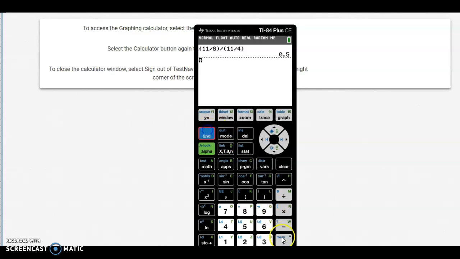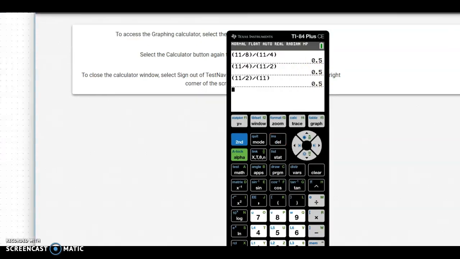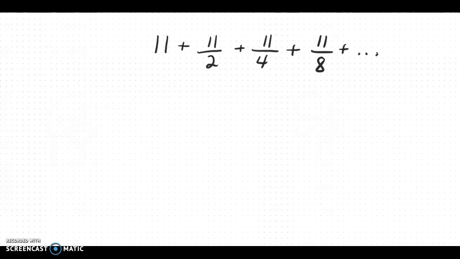And then I can take the third term and the second term. So I hit second, enter, so that I can pull this down and then just change the denominators. I see I get that again. And then I'm going to do it again with the second term and the first term. So the second term is 11 halves and the first term is 11. And I see that those four terms that are shown there do have a common ratio of 0.5.